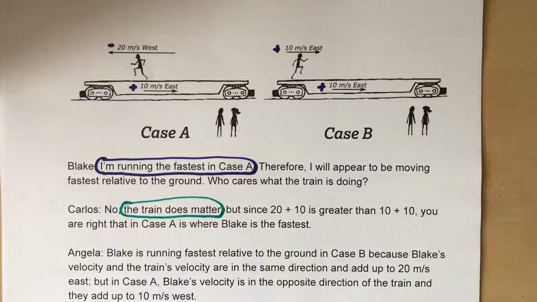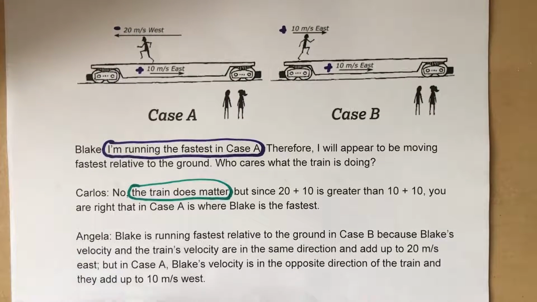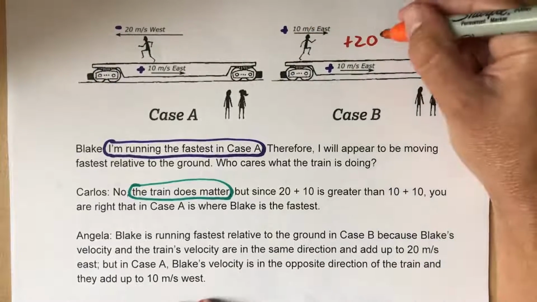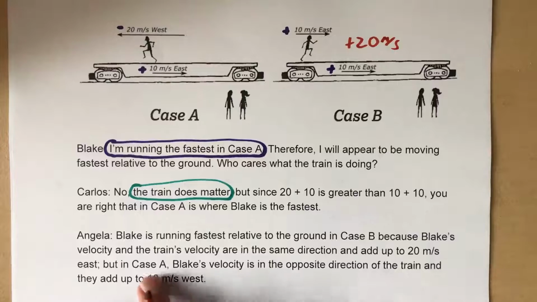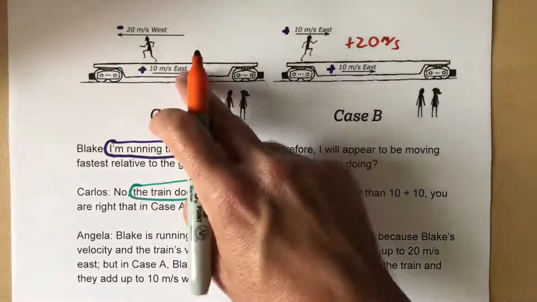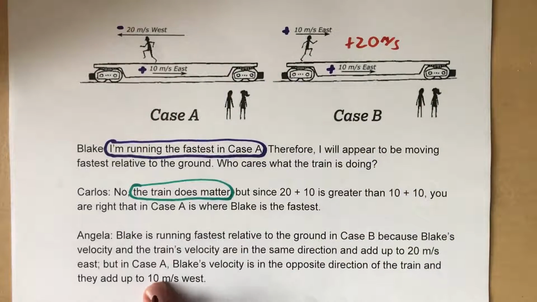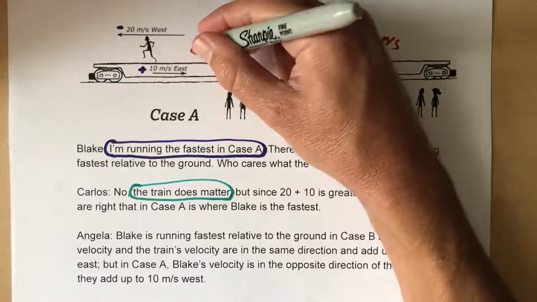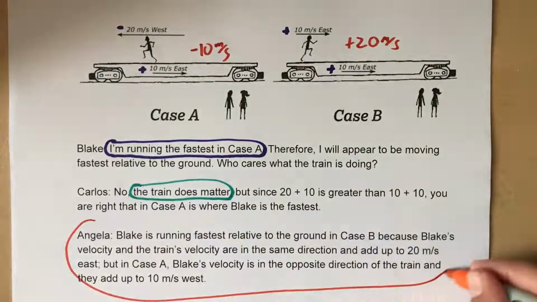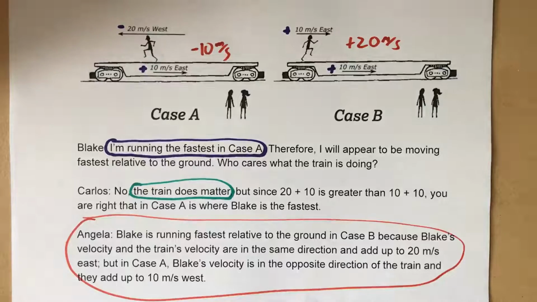And then Angela here says, Blake is running the fastest relative to the ground in case B because Blake's velocity and the train's velocity are in the same direction and add up to 20 meters per second. So plus 10 is plus 20 meters per second. But in case A, Blake's velocity is in the opposite direction of the train. So negative 20, positive 10, they add up to 10 west. So negative 20, positive 10, negative 10 meters per second. So pretty much everything Angela said was true here.